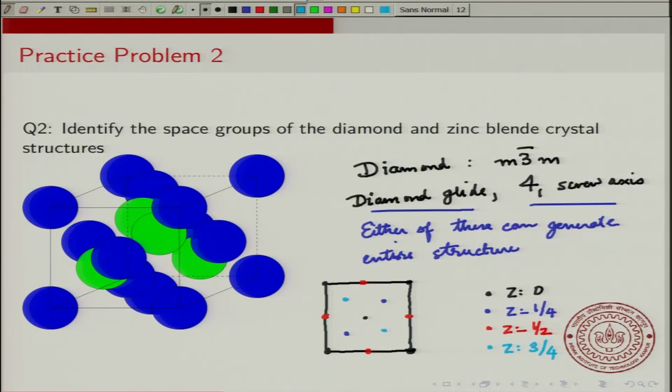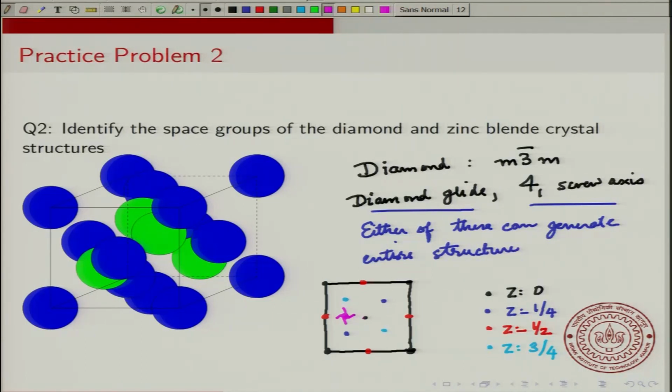Now we know very well that there is a screw axis of rotation. Okay, in fact there are several screw axes of rotation. Okay, and you can easily show, for example, that there is a 4-1 screw axis that passes through this point. Okay, let me show it in a different color. So this is a 4-1 screw axis. Okay, so we have this 4-1 screw axis, and similarly you have several other screw axes in diamond.